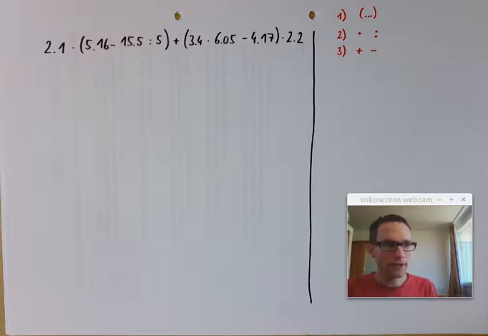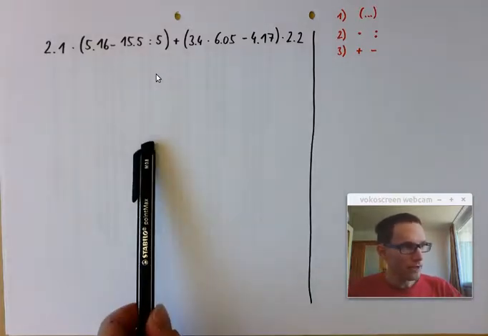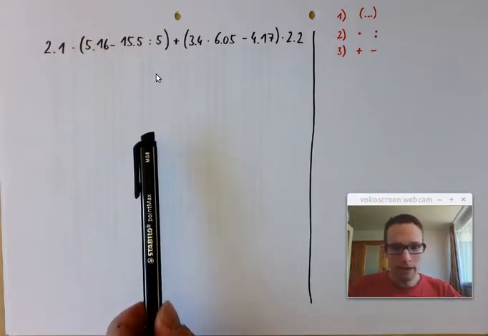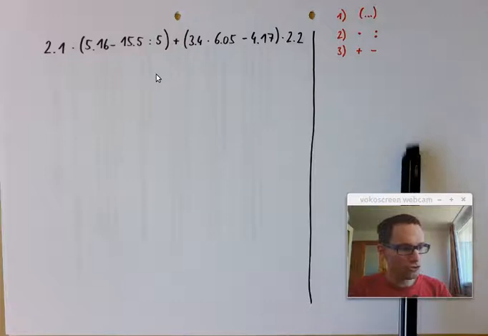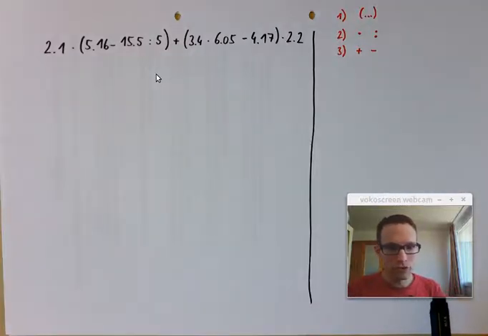I'm going to write the actual calculation in a tree diagram over here, and then I'm writing additional notes down here, so to keep everything clean and tidy.